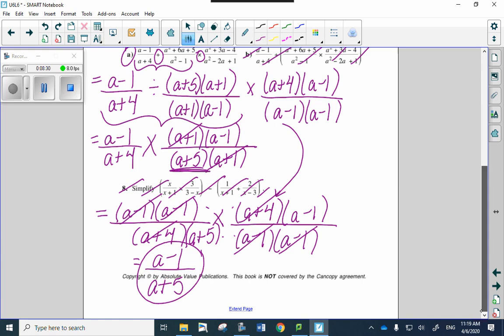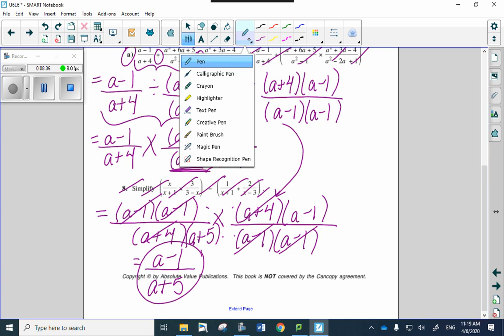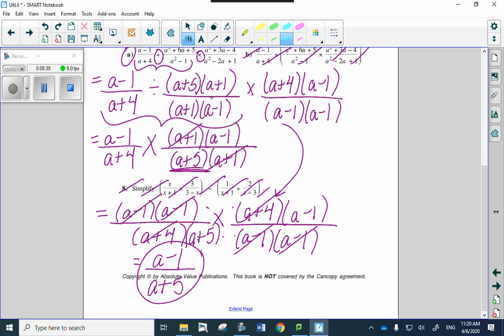But now we need to go back and see where we had restrictions. I'm going to take that highlighter out again and look at where I ever had variables in the denominator. In the beginning, I have a plus 4, then a plus 1, a minus 1. Then we flipped that second fraction, so now I have a plus 5 and a plus 1. And when we bring that third fraction back, I now also have a minus 1 and a minus 1. So we will have some repetitive non-permissible values because I see repetitive factors. You only have to include them once, remember?